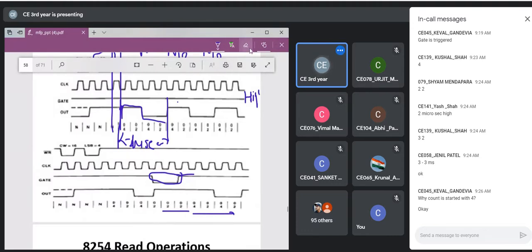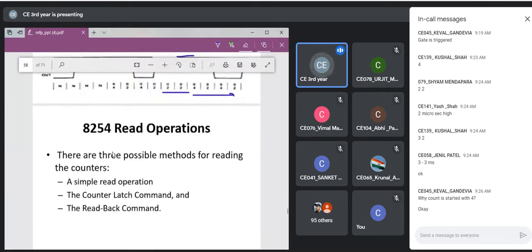Any doubt in this? Okay, now we are going for the read operations in 8254.